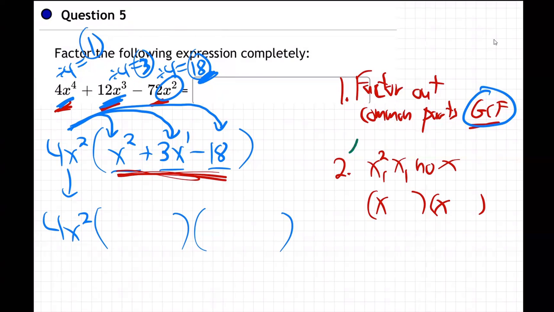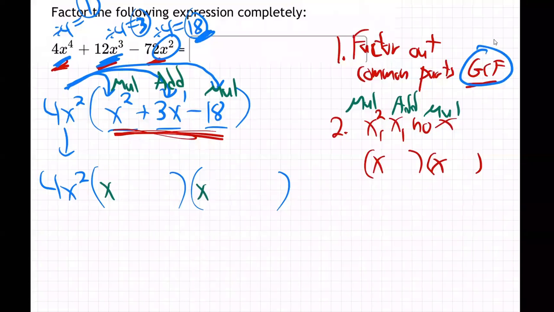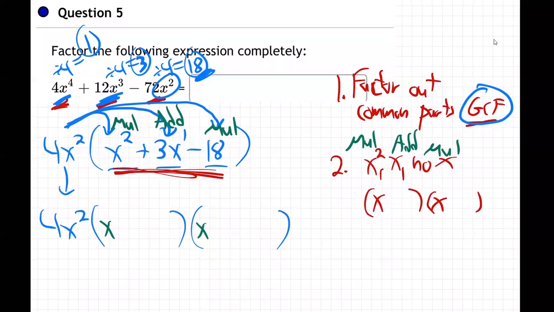You do the multiply, add, multiply. Whenever you've got the format, x squared, x, no x, it's multiply, add, multiply. What multiplies to be x squared? X times x, right? Front times front to be front. And then now we're going to go last times last to be last.